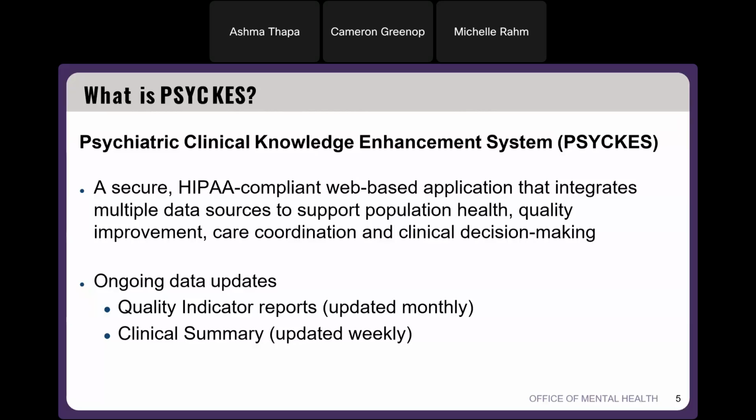So, with the constant flow of data in PSYCKES, we do have ongoing data updates where the clinical summary is updated on a weekly basis, whereas our quality indicator reports are updated on a monthly basis.